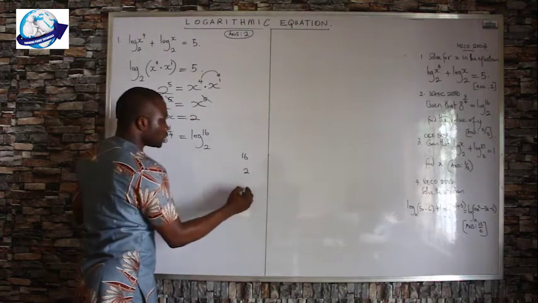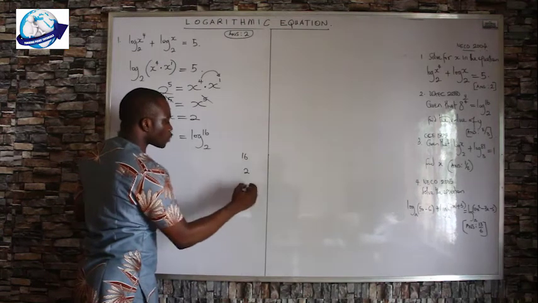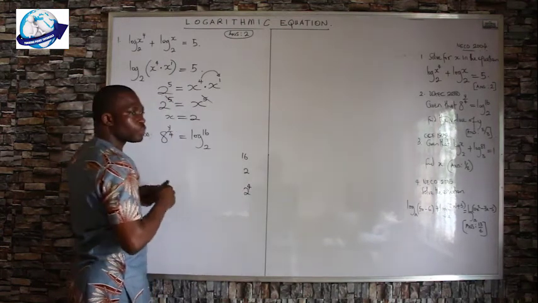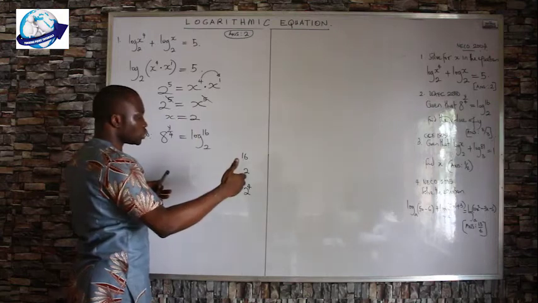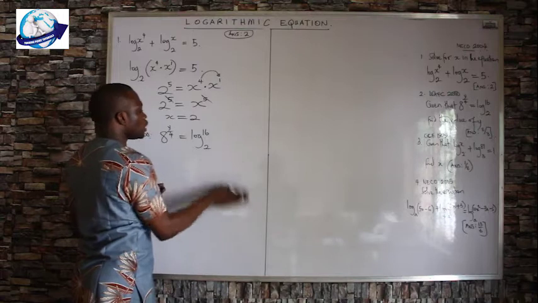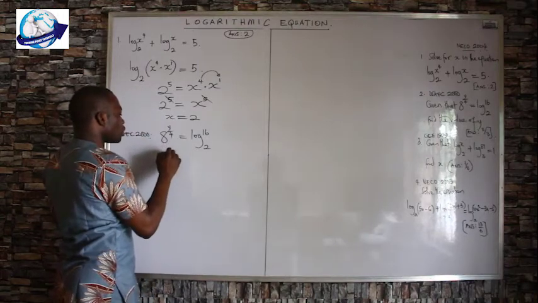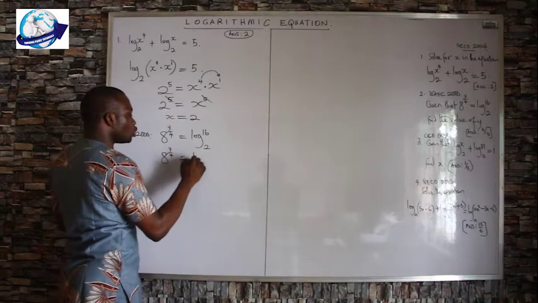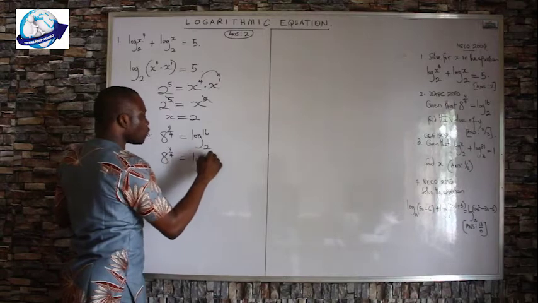So 16 is equal to 2 raised to the power of 4. We have 2 times 2 is 4, 2 times 4 is 8, then another times 2 gives you 16, that's raised to the power 4. So what we have now is 8 raised to the power y over 4 is equal to logarithm 2 raised to the power 4 base 2.